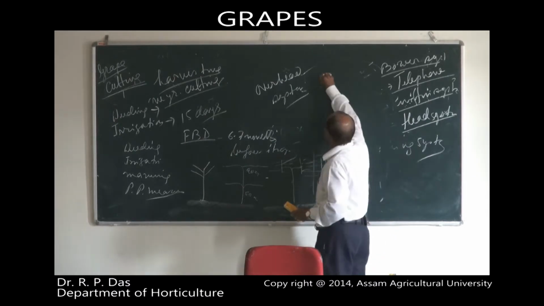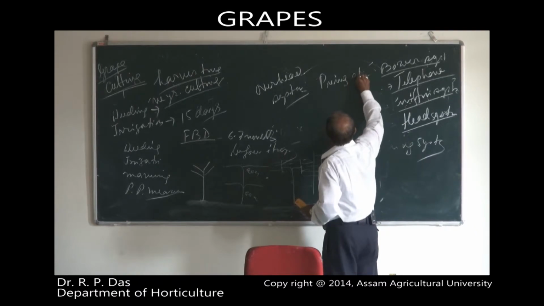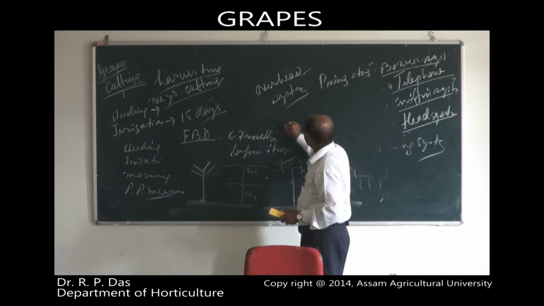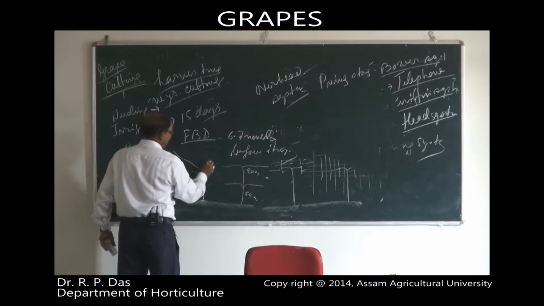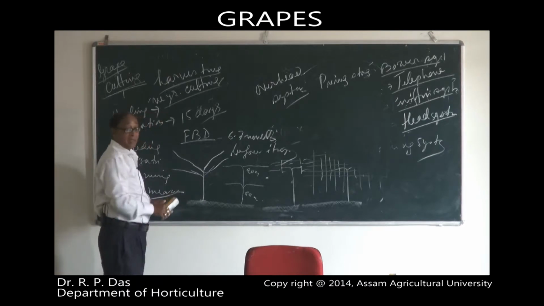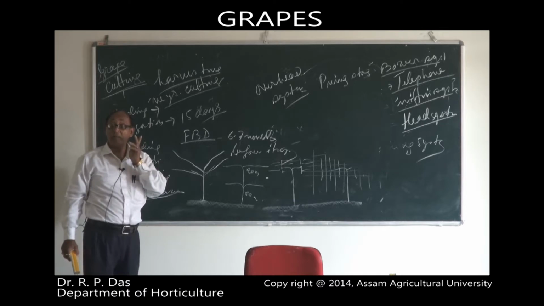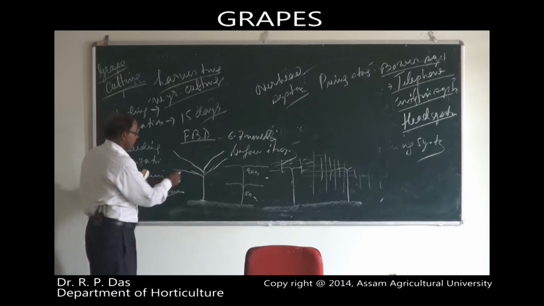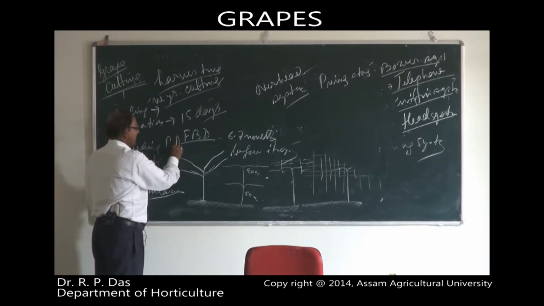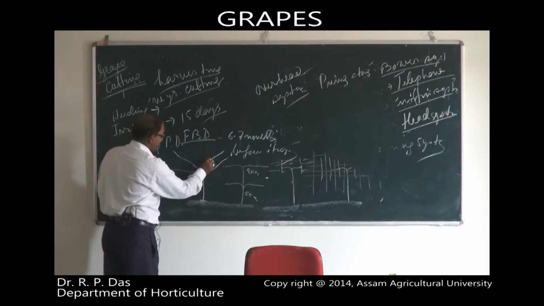regarding the pruning stage. Means, say, this is the cane, right? This is the cane. If it is a Perlette variety, say Delight variety, the farmer has to know the variety properly and have good know-how about the variety, because in case of Perlette, Delight, Cardinal, like that, the flower bud differentiation takes place. This is the original shoot, right?